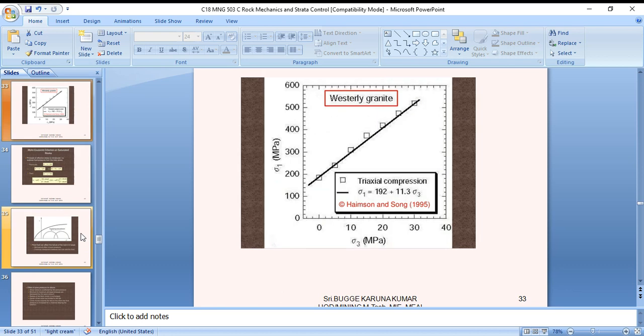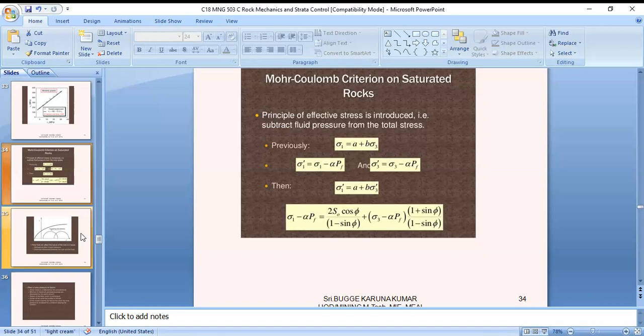The Westerly granite triaxial compression, in megapascals, using the Mohr-Coulomb criteria on saturated rocks. The principle of effective stress is introduced: subtract fluid pressure from the total stress previously given in the equation, then we ultimately get the following equation.